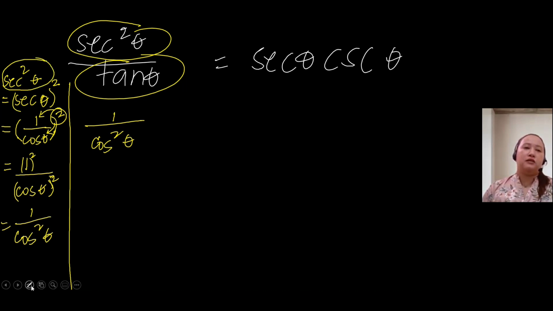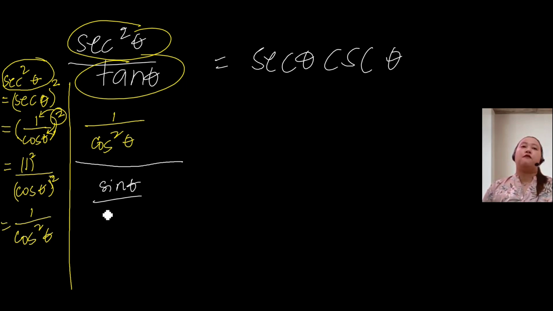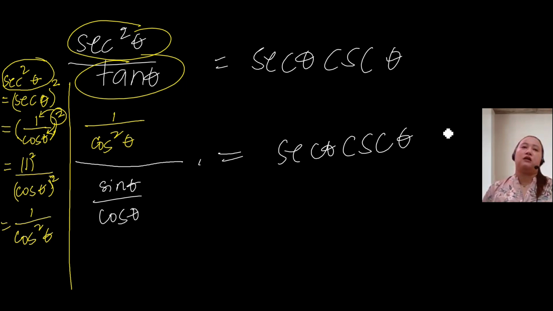And then the tangent, so you just use the quotient identity. So tangent theta is equal to sine theta over cosine of theta. Then copy the right side. We have secant theta, cosecant theta.